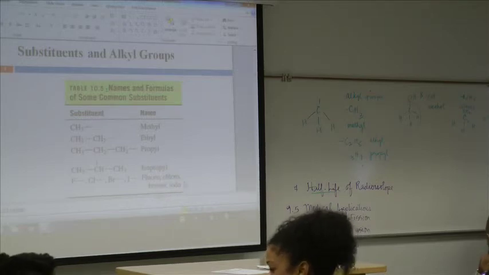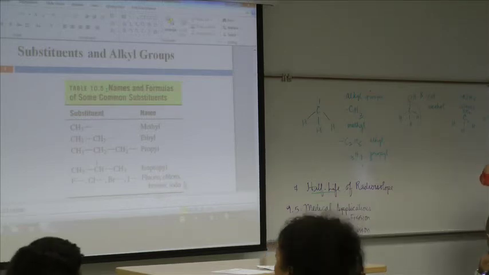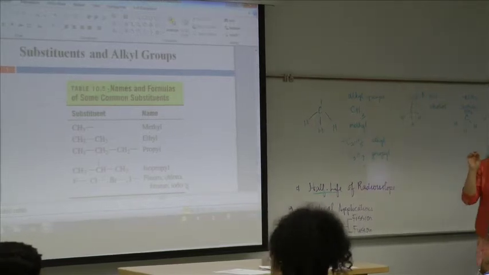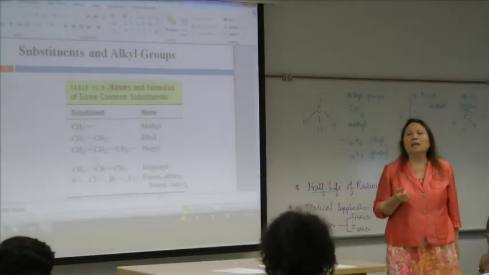Okay, so you see how this was referred to as a substituent, or it can be called a functional group also, right?